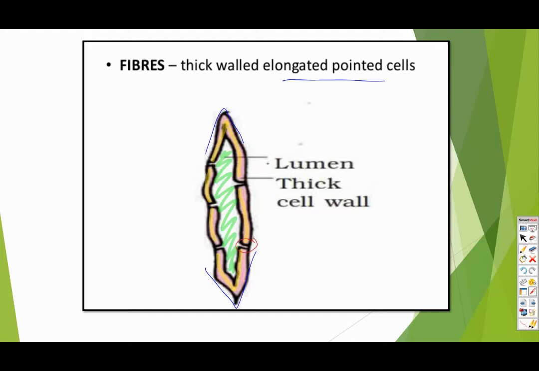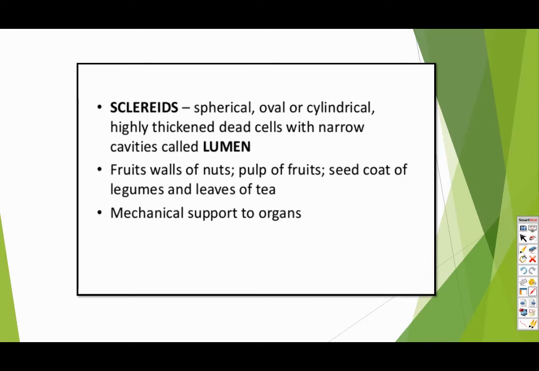Moving ahead, next under sclerenchyma is your sclereids. The first one was your fiber, and the second one is your sclereids. Now, sclereids, unlike your fibers, are spherical, oval, and cylindrical. Fibers are like elongated structures. Sclereids are spherical, oval, and cylindrical. And they are usually dead cells with narrow cavities called lumen. Sclereids are usually present in the fruit walls of nuts, pulp of the fruits, seed coat of the legumes, and the leaves of the tree.